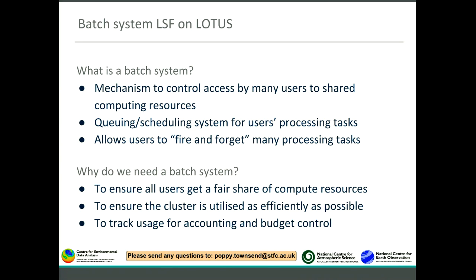So why do we need the batch system? We need the batch system first because it's a cluster, it's quite large to manage individually, so you need a batch system, which is software that's been optimized to manage resources, and also to ensure all users get a fair share of compute resources and make sure that the cluster is utilized efficiently. Sometimes we use it for tracking usage for accounting and budget control, and also to help people with proposals, so we can do some costing of the CPU time and the storage used. So this can be tracked by the batch system.